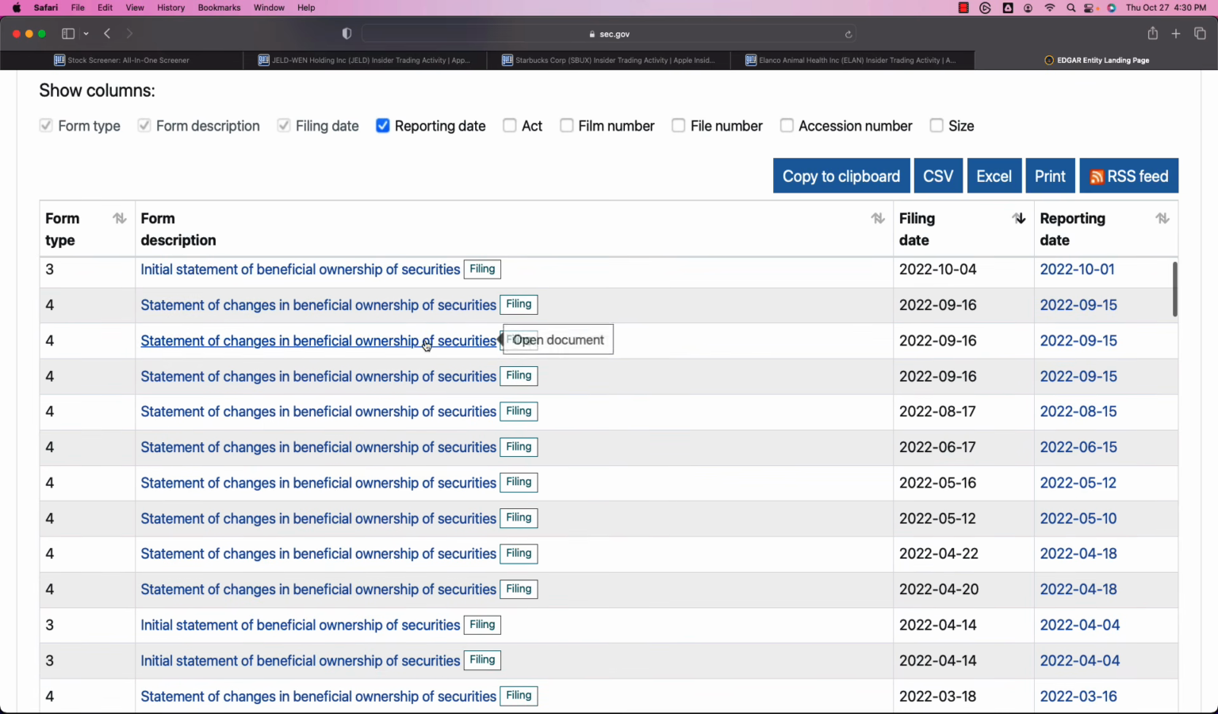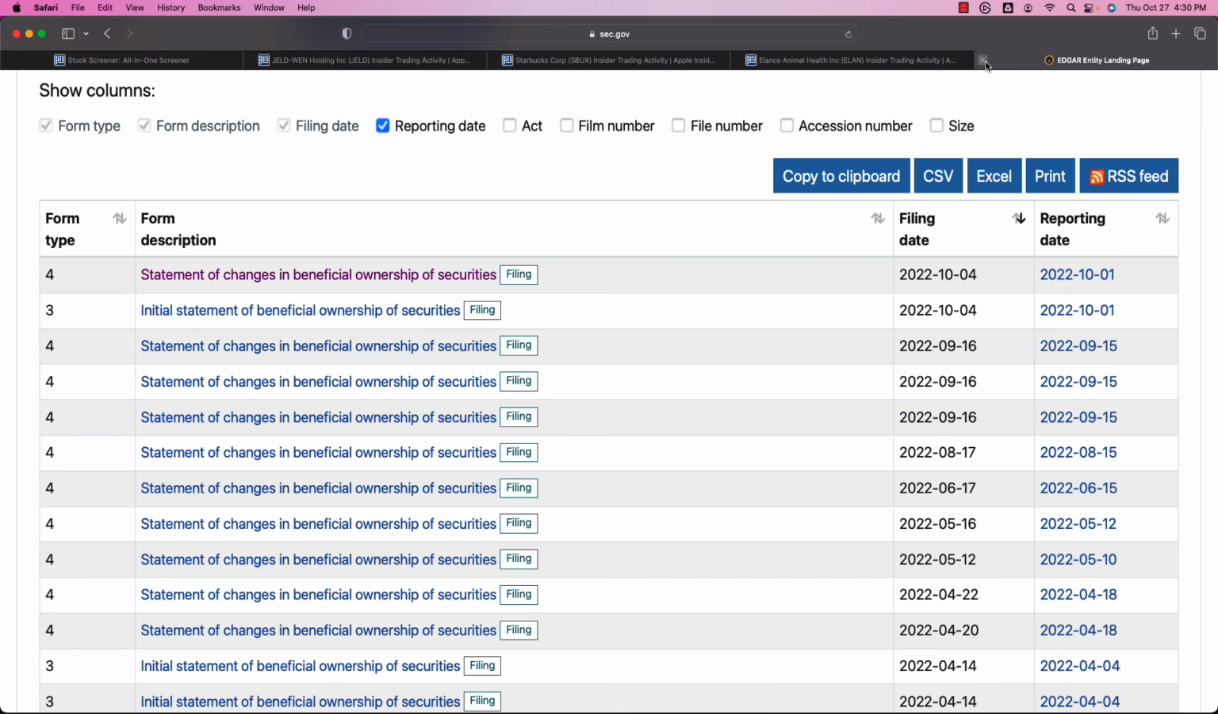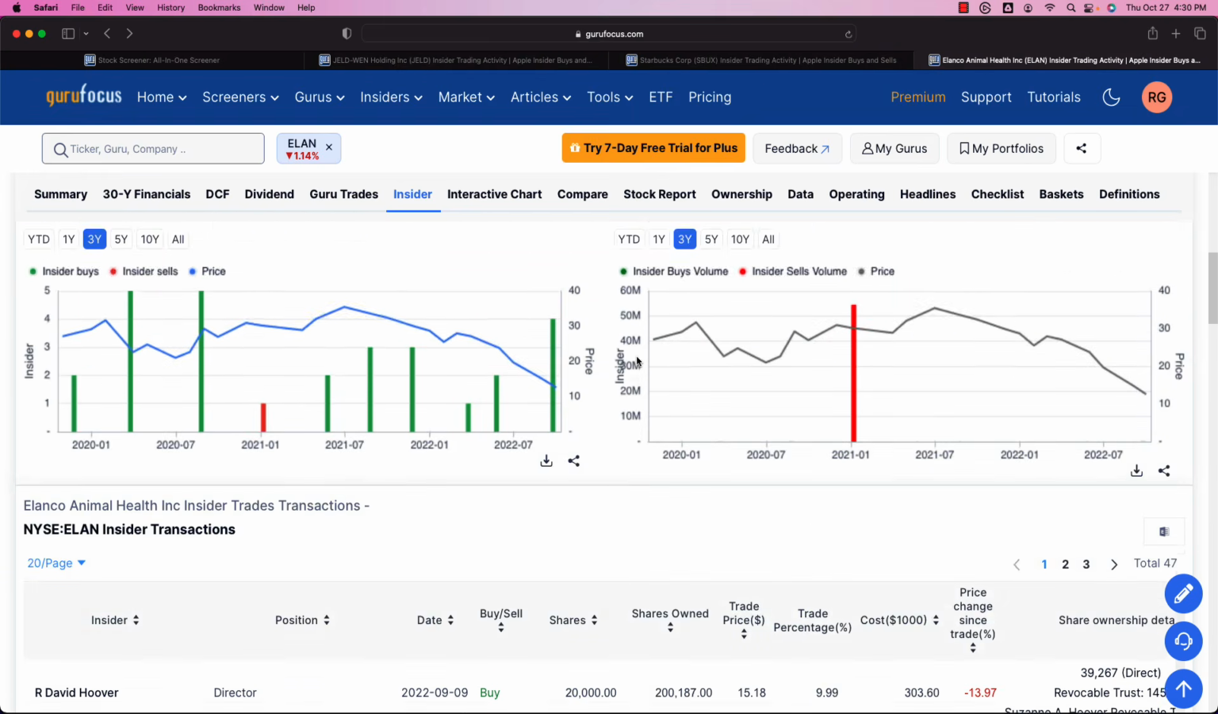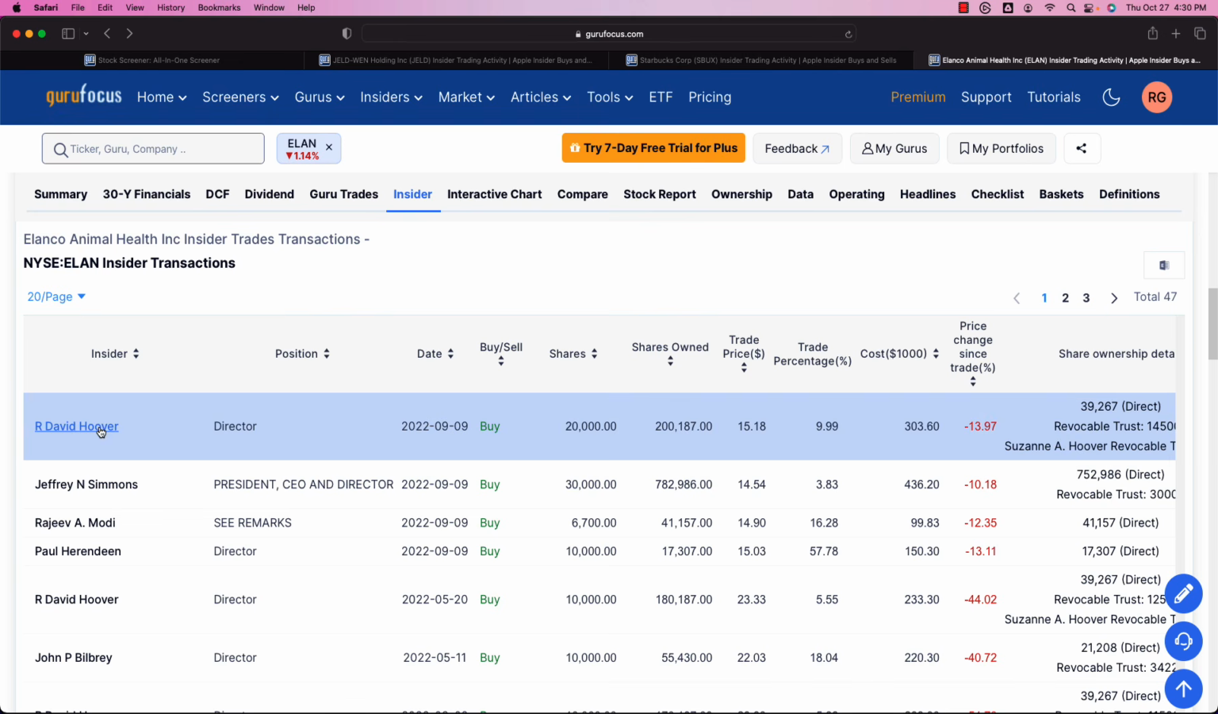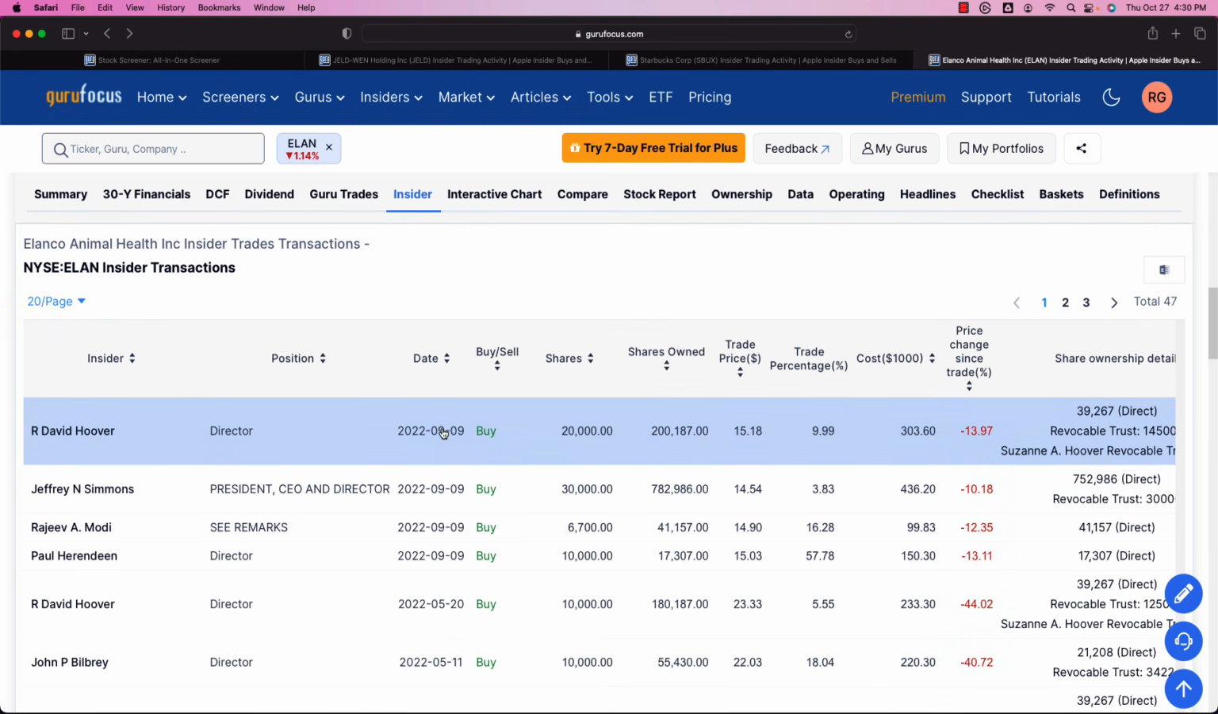But the easy way to get to these is when you're doing your scan on this site. It's got the insider's name, position, date, buy or sell, shares, et cetera. All the way to the right, it gives you share ownership details. And this is generally, I want to see direct ownership.